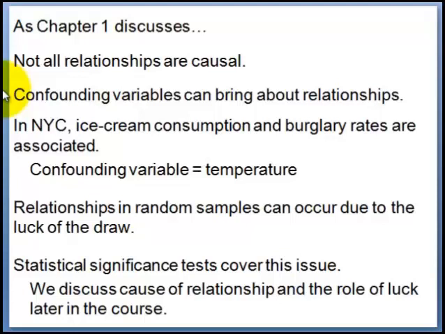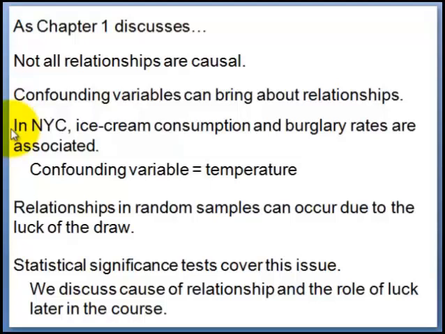The key reason that we see association in the absence of cause is the presence of confounding variables. Our example from Chapter 1 talked about the relationship between ice cream consumption and burglary rates in New York City. And indeed, there is a relationship. On hotter days, people eat more ice cream, and on hotter days, there's increased opportunity for burglary. So the confounding variable, temperature, brings about and is responsible for the relationship between ice cream consumption and burglary rates.